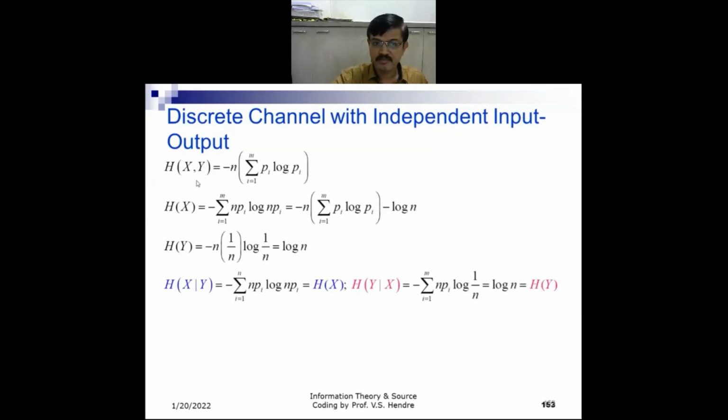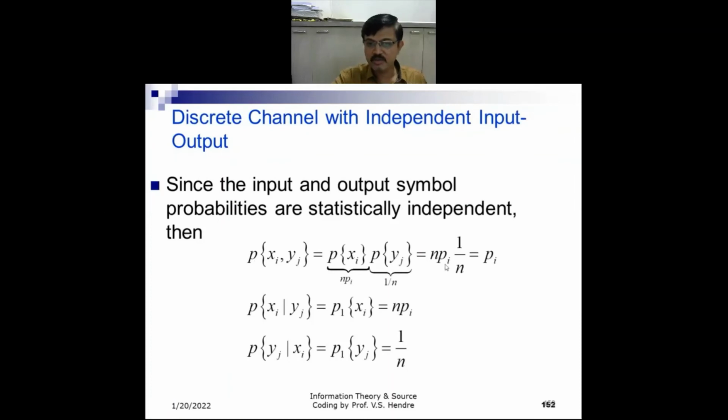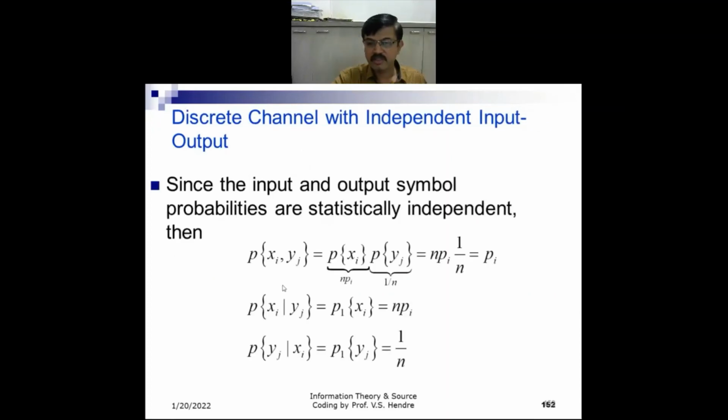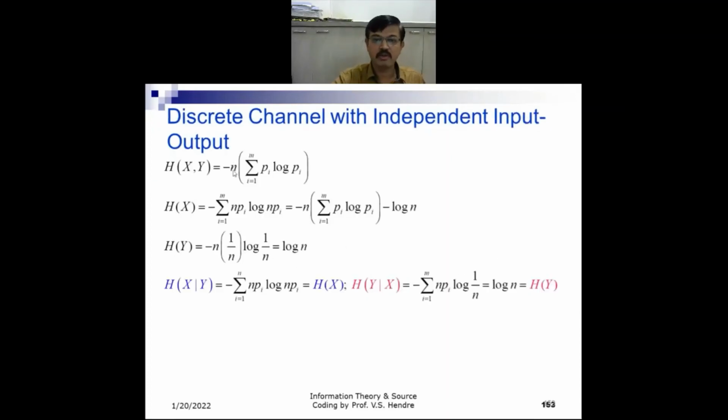Now let us calculate their joint and conditional entropies. H of x comma y will be minus n summation i is equal to 1 to m pi log of pi. Why? Because it's a joint probability. P of xi comma yi is pi. Joint probability is pi, and our formula says it is pi log of pi from i is equal to 1 to m multiplied by n, because there are n number of columns that we have to take into consideration. So that is going to be my joint entropy. You can note down these formulas, because one example will be solved on this independent input, independent output channel, where by using this formula you have to calculate the joint and conditional entropies for the independent input, independent output discrete channel.